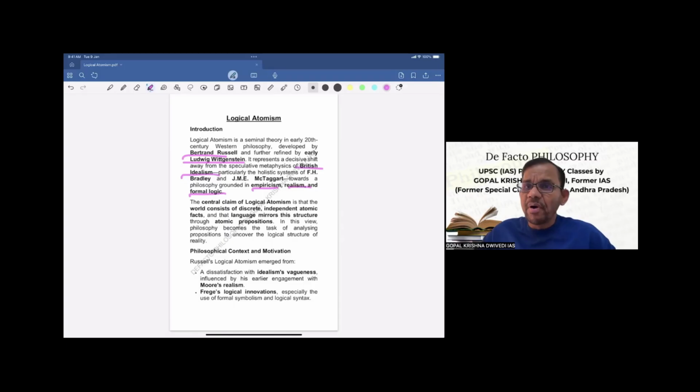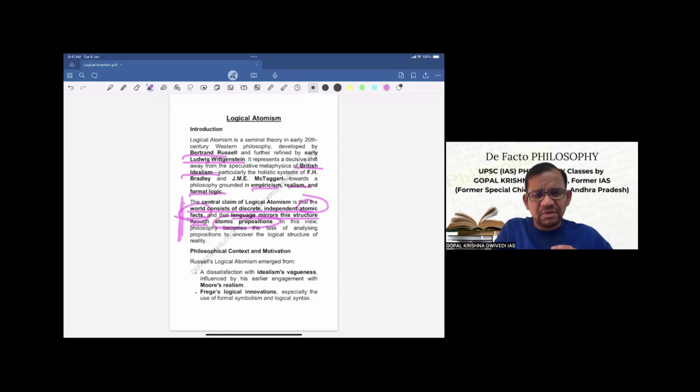Now, what is the main important substance or central claim of logical atomism? They say that the world consists of discrete independent atomic facts, and language mirrors this structure through atomic propositions. So basically, there are two things: one, atomic facts; another, atomic propositions, and both are interconnected. One reflects the other. So the basic task of philosophy is analyzing propositions to uncover the logical structure of reality. This is the basic principle, in simple terms, of logical atomism.